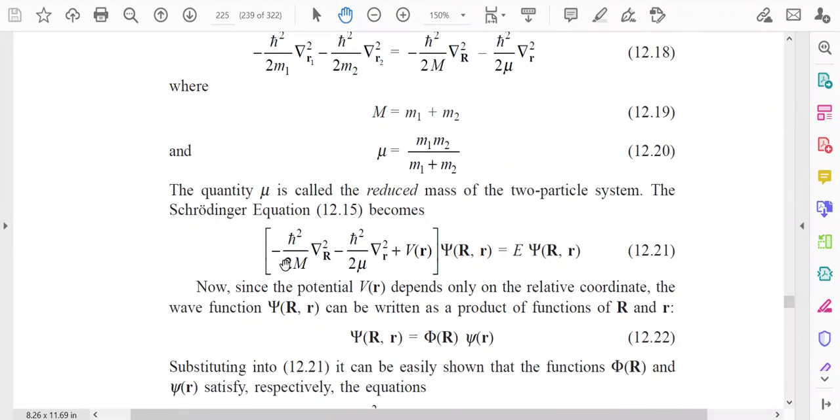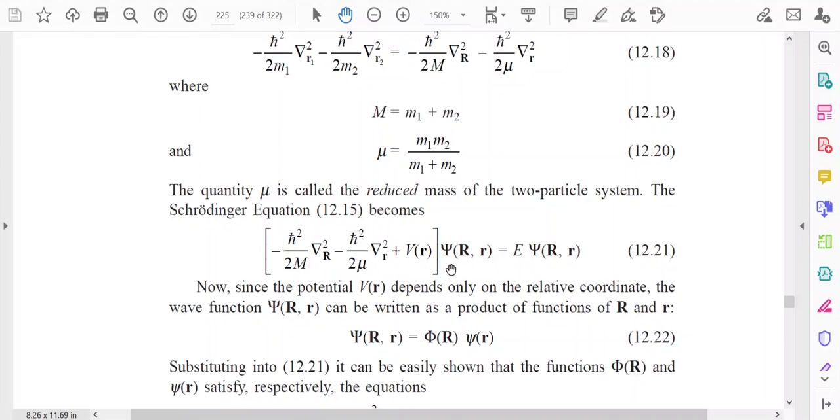This equation, that is minus ħ² by 2M ∇_R² minus ħ² by 2μ ∇_r² plus V(r), into ψ is equal to E into ψ. Here we have to note very carefully that the wave function ψ is now a function of two coordinates. One is the capital R, that is the center of mass coordinate, and another one is the small r, that is the relative coordinate.